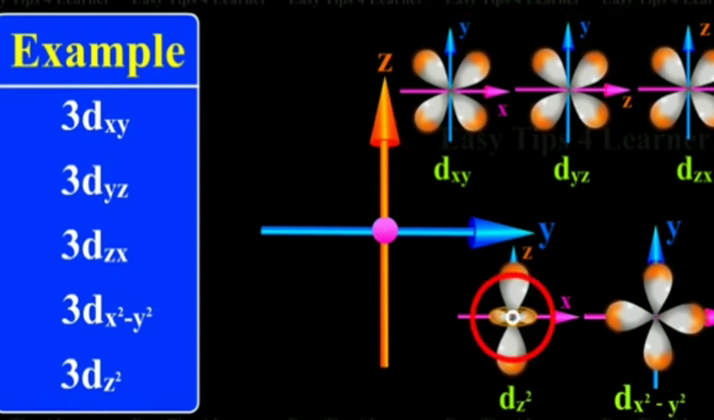The dz square orbital is symmetrical about the z-axis and has a dumbbell shape with a donut-shaped electron cloud in the center. The dx square minus y square orbital is also clover-shaped, but its leaves are directed along the x and y axis.